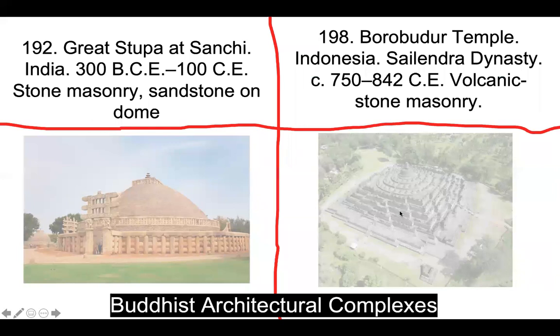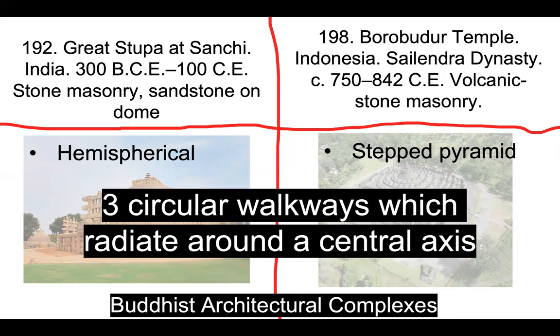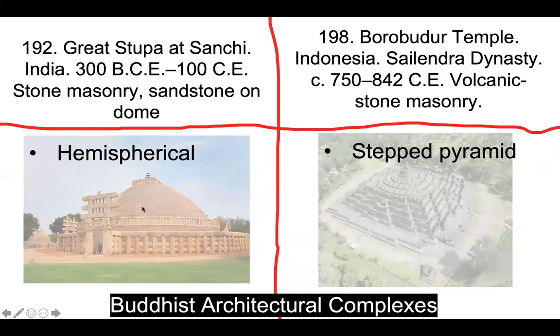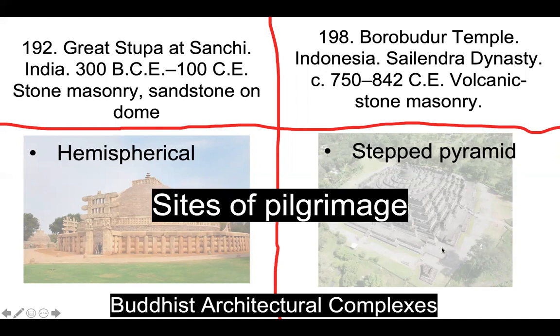All right, let's do some compare and contrast between the two. So the Great Stupa at Sanchi, for specific visual evidence, is hemispherically shaped. And then the Borobudur temple is a stepped pyramid. So the shape of it is different. They both have 3 circular walkways which radiate around a central axis. So the Great Stupa at Sanchi has the bottom, has a second, and then it has a square walkway on the top. And then Borobudur has 3 circular walkways. They're both important sites of pilgrimage to the Buddhist religion.